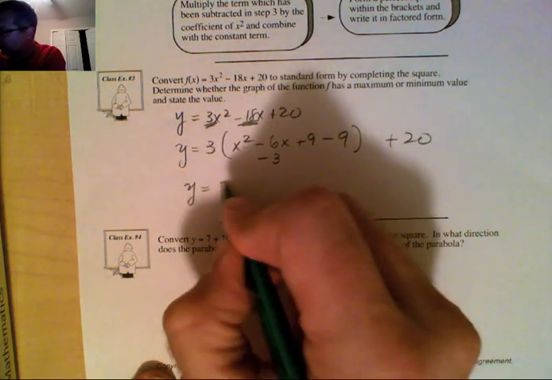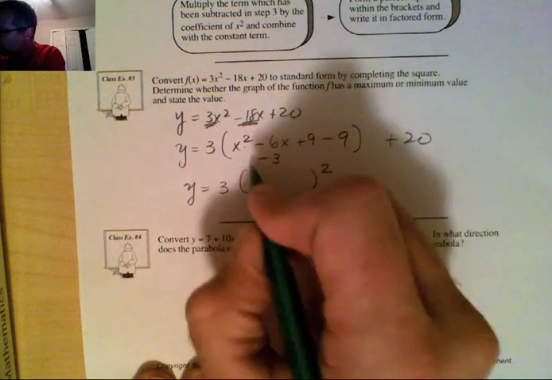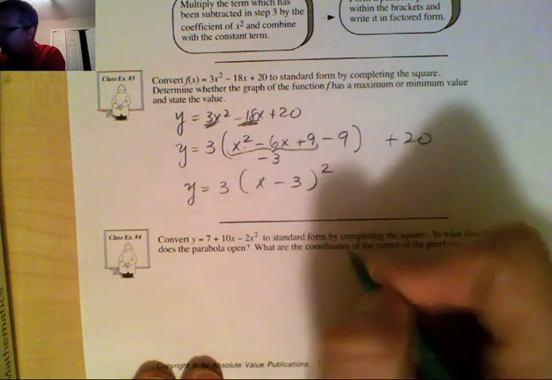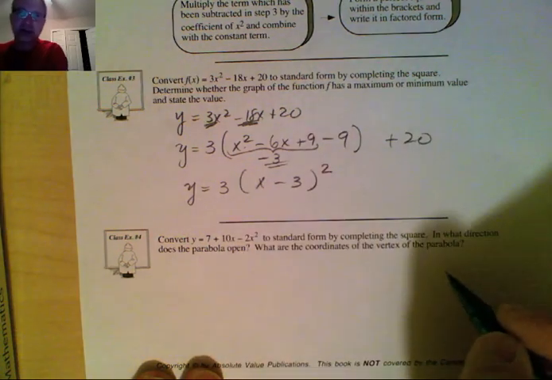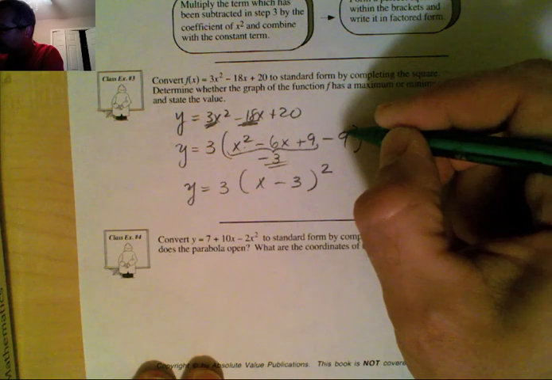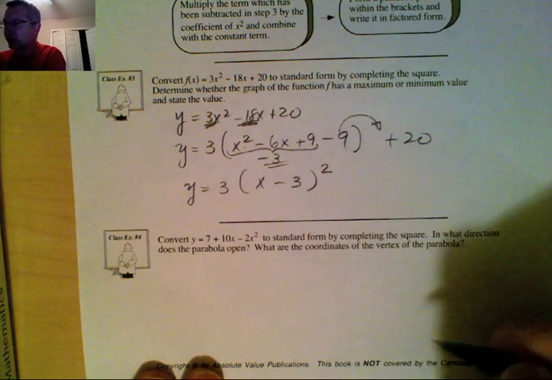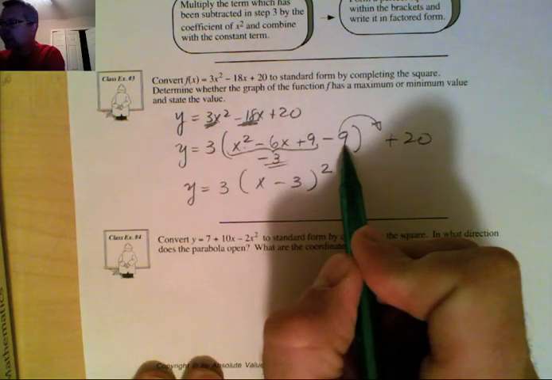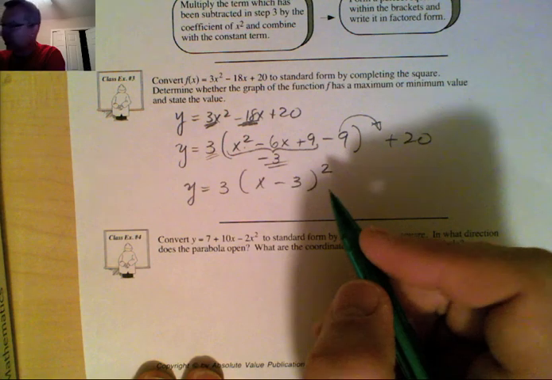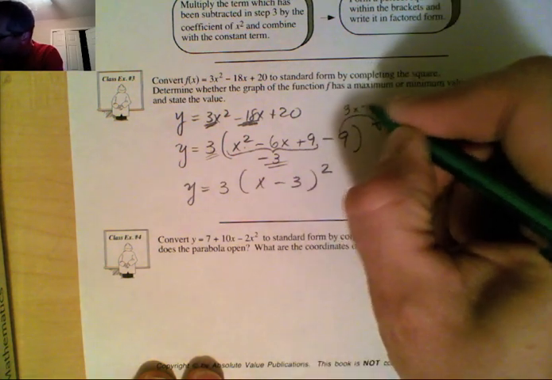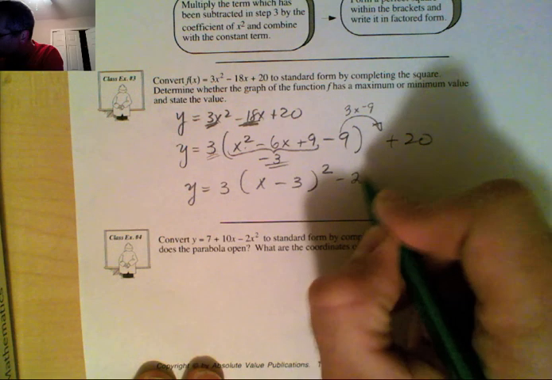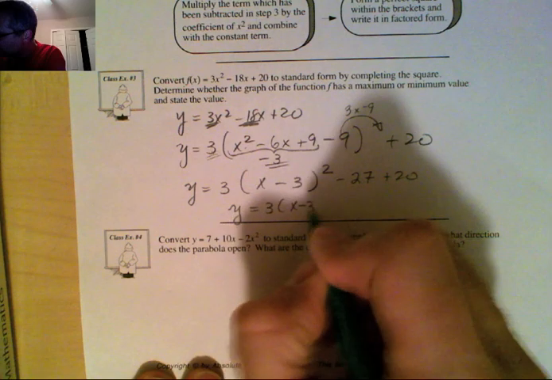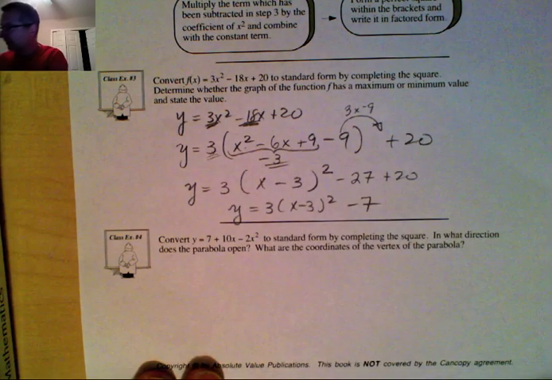Now, our leading coefficient is 3. Our squared factor, which is made up of those first 3 terms, is going to be x minus 3 squared because half the middle term is negative 3. Now, this 9, we need to move this 9 outside the brackets because we need to add and subtract it with 20. But everything inside the brackets is affected by this 3 in front. So we have to go 3 times negative 9, which is going to give us negative 27 plus 20. So our final equation is 3 times x minus 3 squared minus 7.